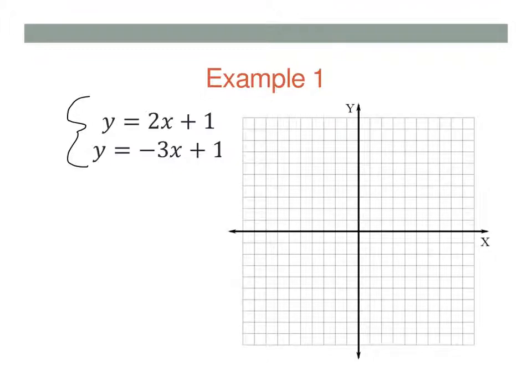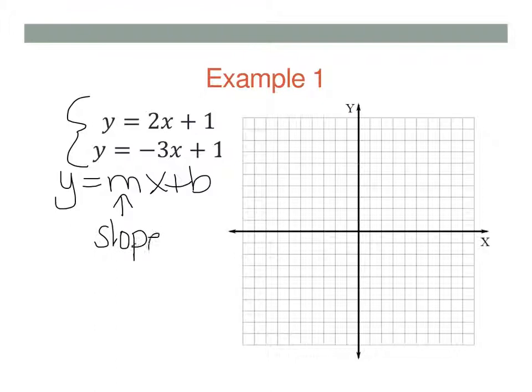So remember that we talked about when we do y equals mx plus b, m is our slope and b is our y-intercept. Okay? So what we have to do with both of these equations is graph them on the same coordinate plane. If we look at our first equation, we know that our y-intercept is 1, and that's where we have to start. So I'm going to put a point here at 1.